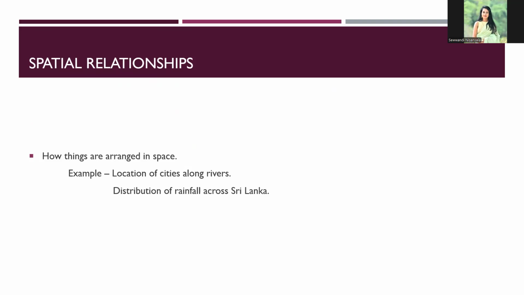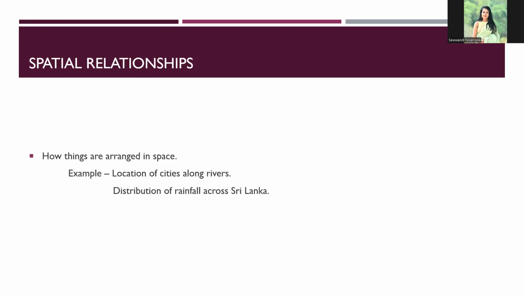In the distribution of rainfall in Sri Lanka, a wet zone, for example Moratuwa, gets over 2,500 millimeters per year. The dry zone, for example Anuradhapura, gets less than 1,250 millimeters per year.